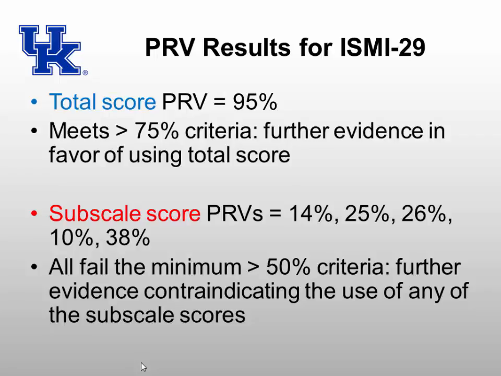So what did we find? We found that the total score PRV was great. We expected that because that omega hierarchical was pretty strong, so in the context of the omega, it's well above that 75% criterion. But again, look here, the subscale score PRVs are well below that minimum 50% threshold. So again, further evidence we really shouldn't be using these. They're not measuring what we think they should be.